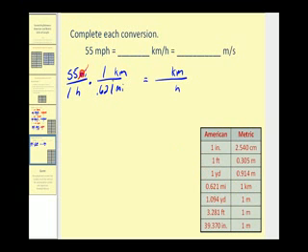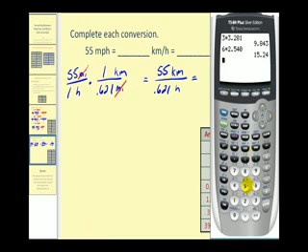So again, now the miles are gone. We're left with 55 kilometers in the numerator, and we're left with 0.621 hours in the denominator. But since we want this to be kilometers per 1 hour, we're going to have to divide 55 by 0.621. Let's go ahead and do that. So this is approximately 88.6 kilometers per hour.